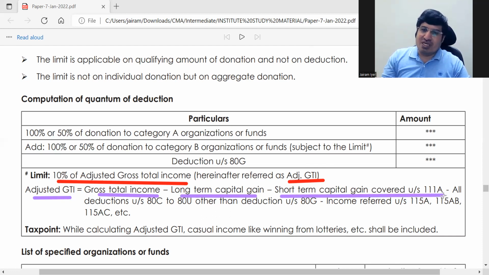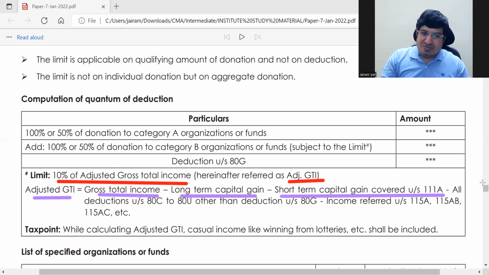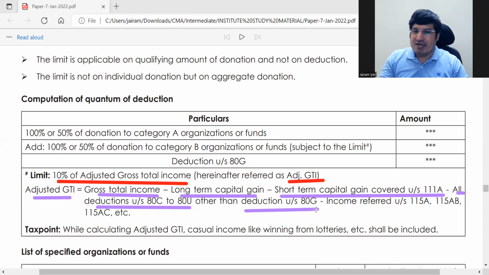Okay, what comes under 111 capital gain? Equity shares, units of an equity-oriented fund and units of a business trust. These three things come under 111 capital gain. Then all deductions from gross total income other than 80G. Now 80G is what we want to compute, so leave 80G. Any other deduction from GTI, you minus that also. Last is income referred under 115AAB. I told you this is certain kind of non-resident or foreign companies' income. ये सारी चीजें हैं from gross total income.